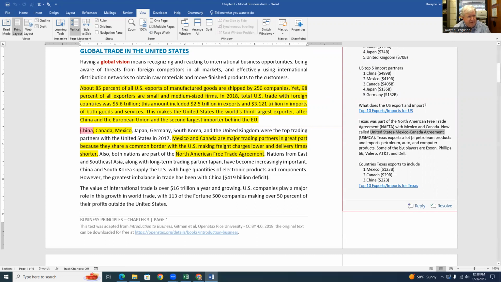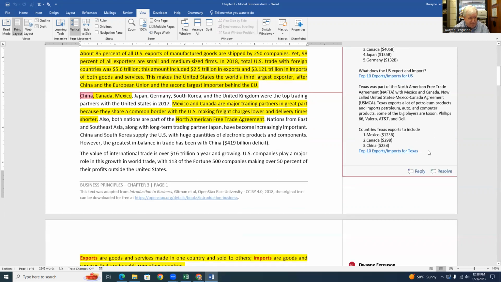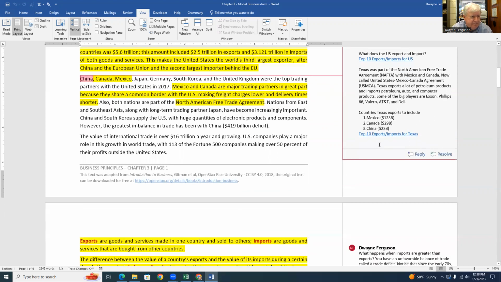So anyway, Texas exports a lot of petroleum products. We know that oil and gas here is a big thing. We export a lot of oil and gas and petroleum products, autos, computer products. And I listed some of the big players in the export business in Texas. And of course, you can see the numbers here, same players. So Texas exports to Mexico, to Canada, and to China.